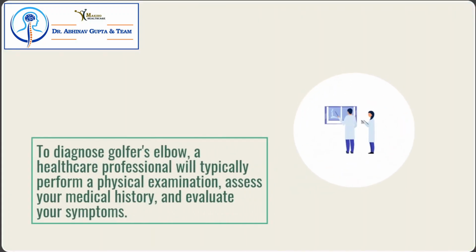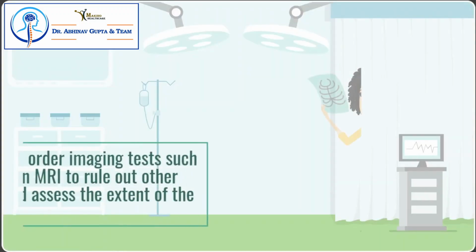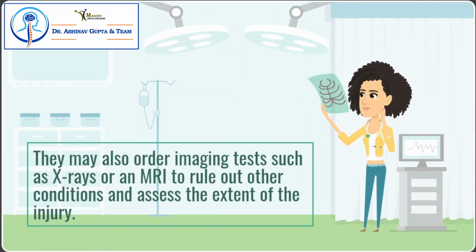To diagnose golfer's elbow, a healthcare professional will typically perform a physical examination, assess your medical history, and evaluate your symptoms. They may also order imaging tests such as X-rays or an MRI to rule out other conditions and assess the extent of the injury.